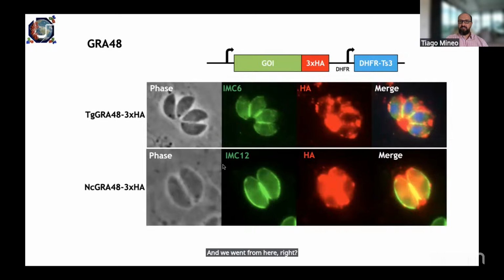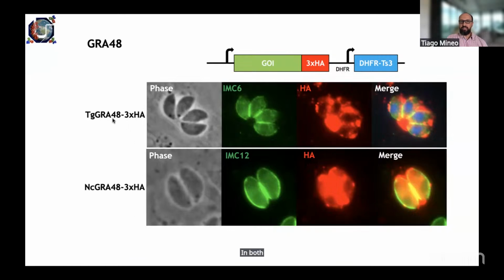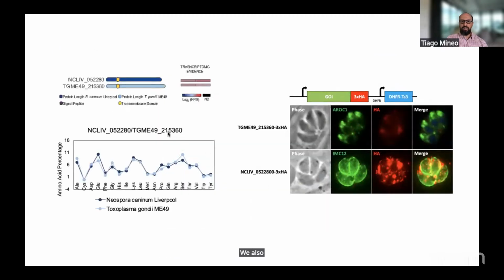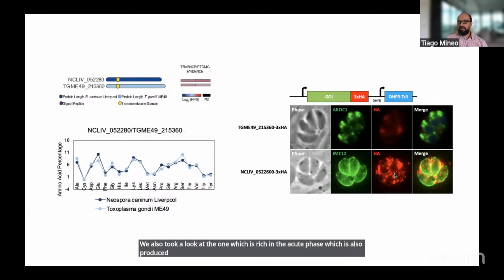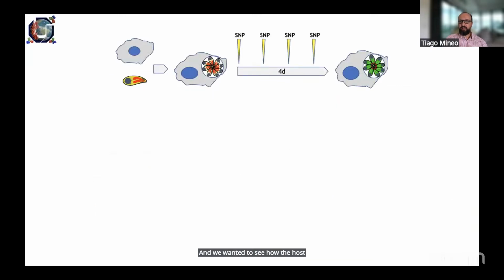We identified those proteins by endogenous tagging with CRISPR in Toxoplasma and Neospora. We could see that those proteins exist in both parasites. Here we're looking at GRA48 in both parasites. We also took a look at the one which is enriched in the acute phase, which is also produced in Neospora and in Toxo. In Toxo, it seems to be a bit dim, but it's also in there, right? And we wanted to see how the host would behave in the absence of those proteins.